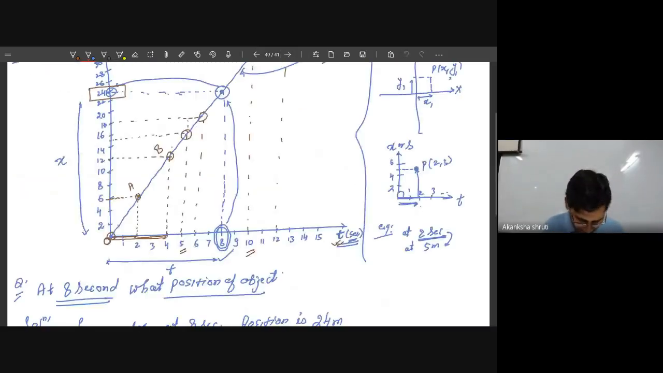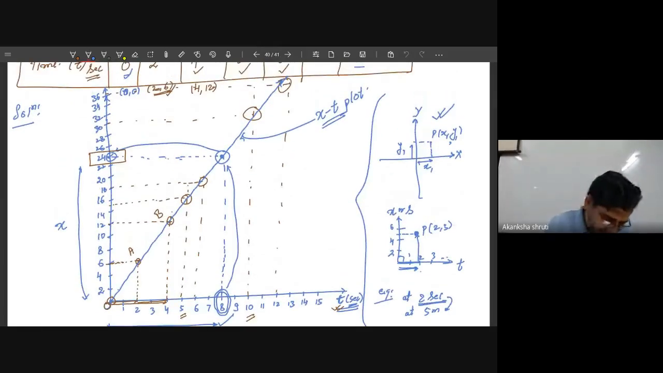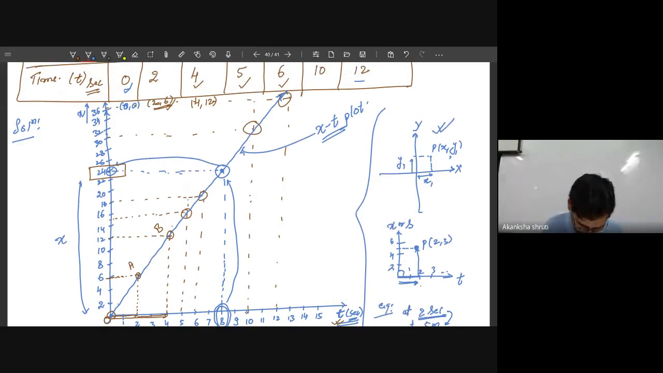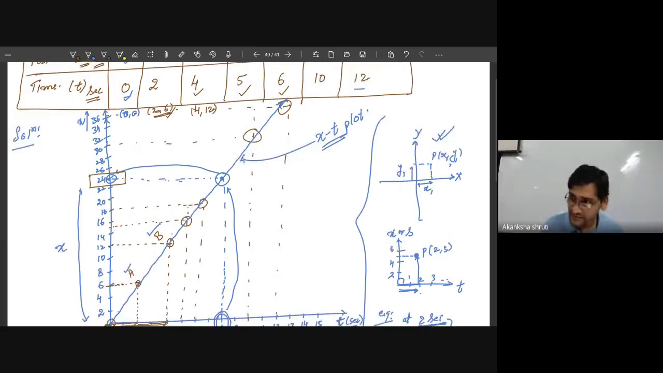We had taken the time along the horizontal axis and the distance or position x along the vertical axis that we had plotted. And what were the different positions? Initially at 2 seconds, the position was 6, it was marked as A. Next at 4 seconds, the object was at 12, it was marked as B. At 5 seconds, the object was at 15 meters. It was marked as C.